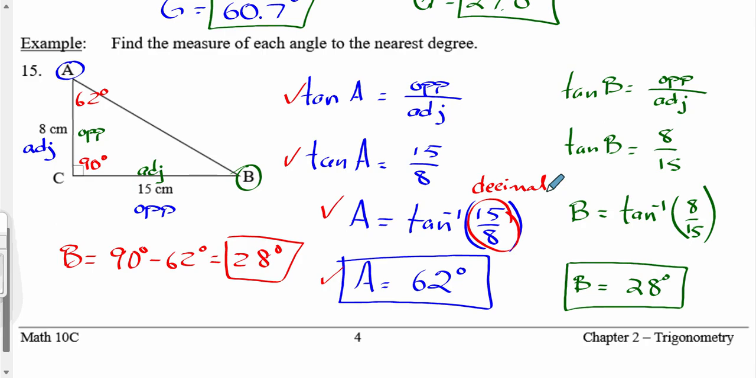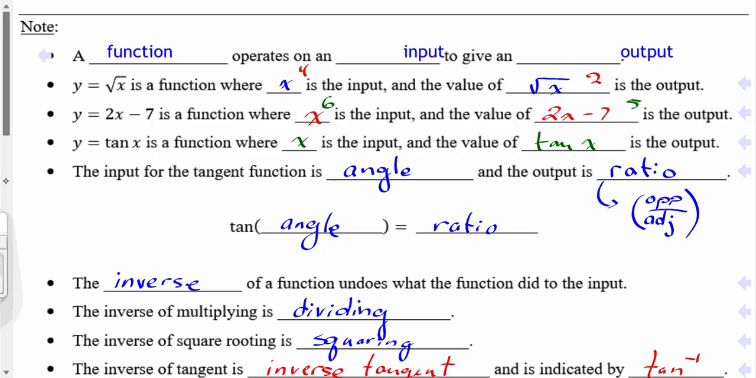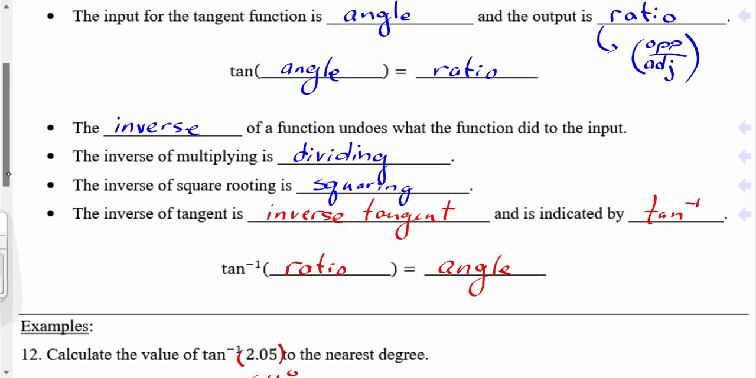So it's coming back to this idea up here. Tangent operates on an angle. I don't know what the angle is. Inverse tangent operates on the ratio. I do know what the ratio is. If I want to find an angle, I do the inverse tangent. If I want to find the ratio of the side lengths, I use tangent. Does that help?